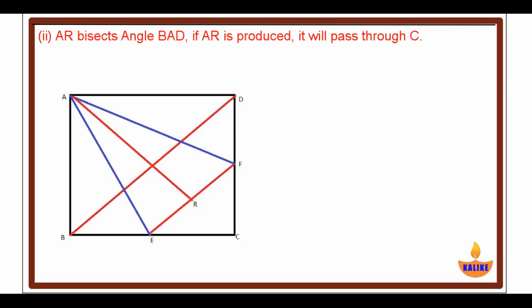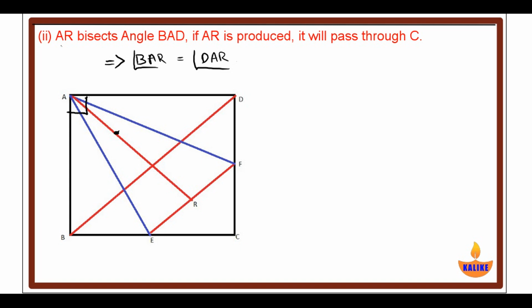Now we will take the second part, that is AR bisects angle BAD. So what is angle BAD? This thing. Okay, here AR is this red line, so it is bisecting angle BAD. That means we have to prove angle BAR is equal to angle DAR. Again, BAR is made up of two angles, that is BAE and EAR. Similarly, DAF and FAR constitute DAR angle.